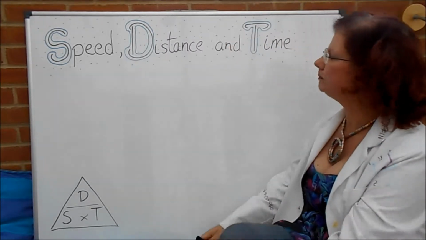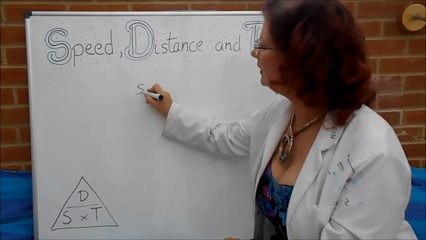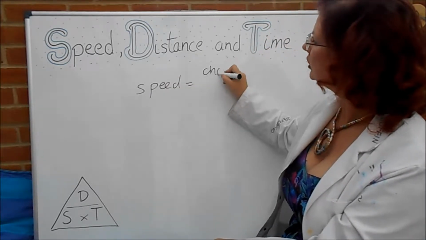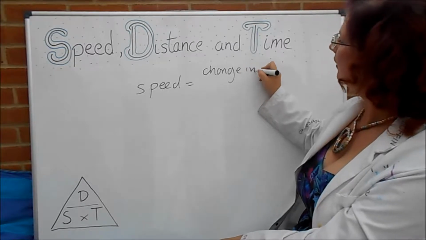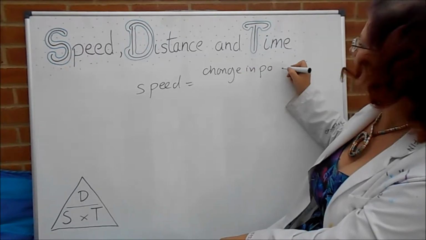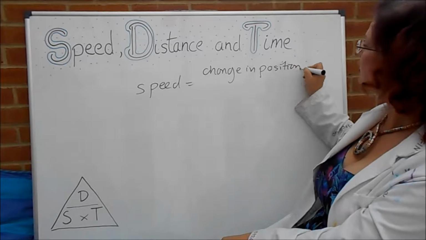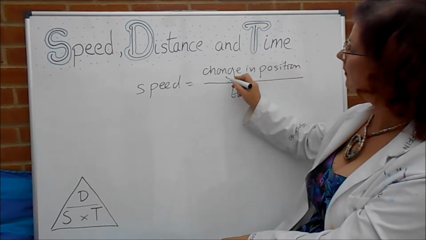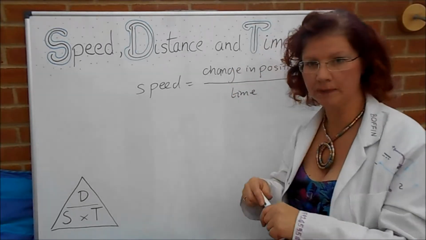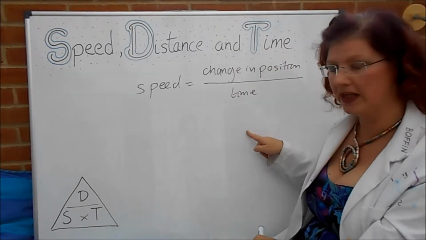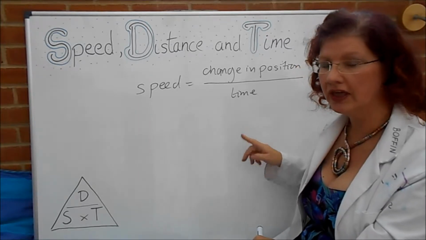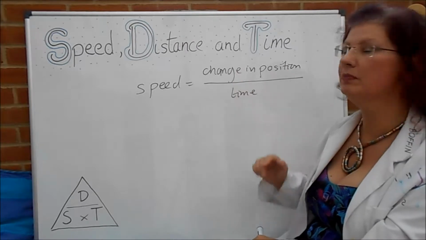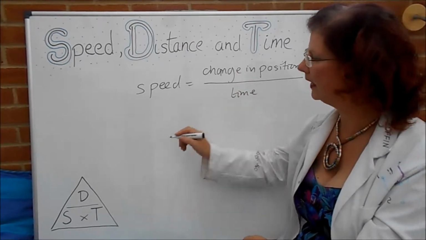Now, acceleration. Speed equals change in position, change in where you are. The change in position divided by the time it took you to change that position. So if you go from this place to this place, that's 1 metre apart in 1 second, your speed is 1 metre per second. Okay, so it's a change in position over time.